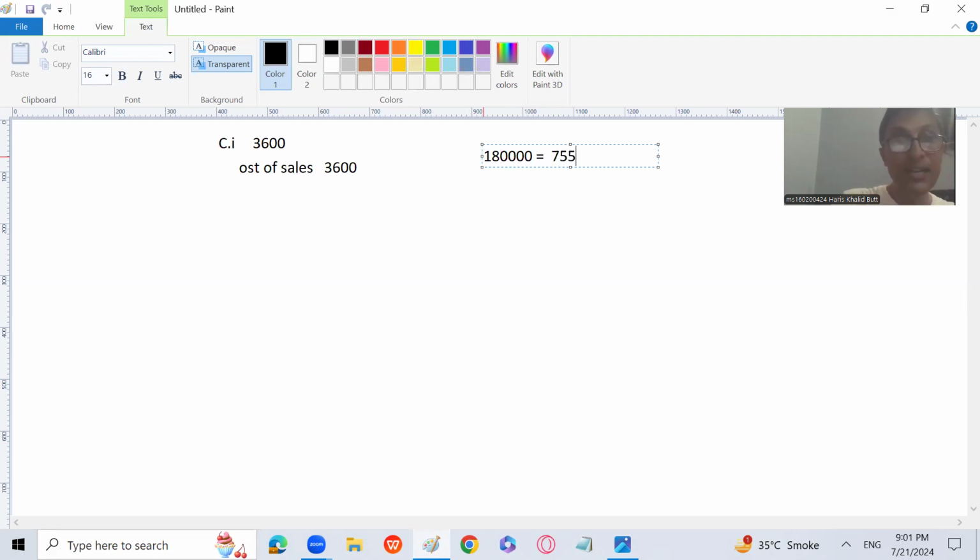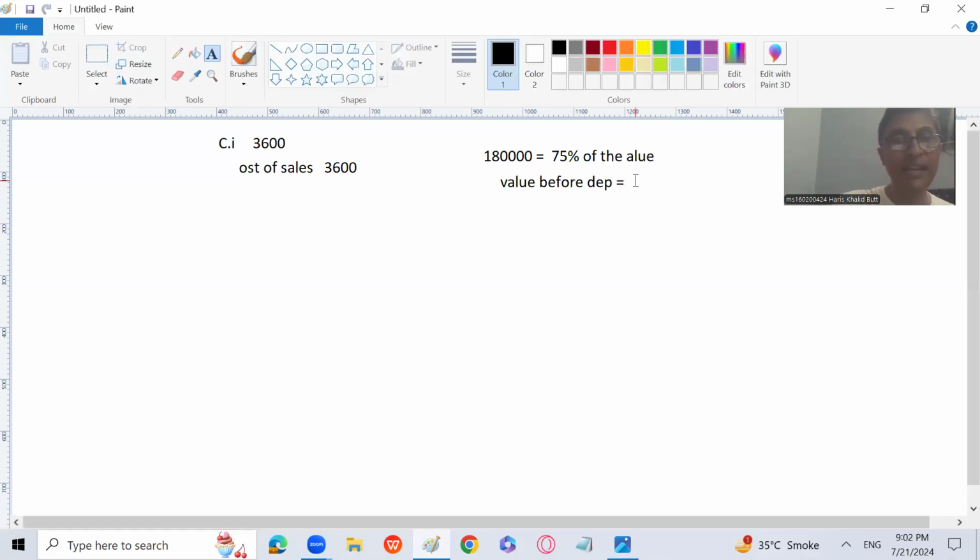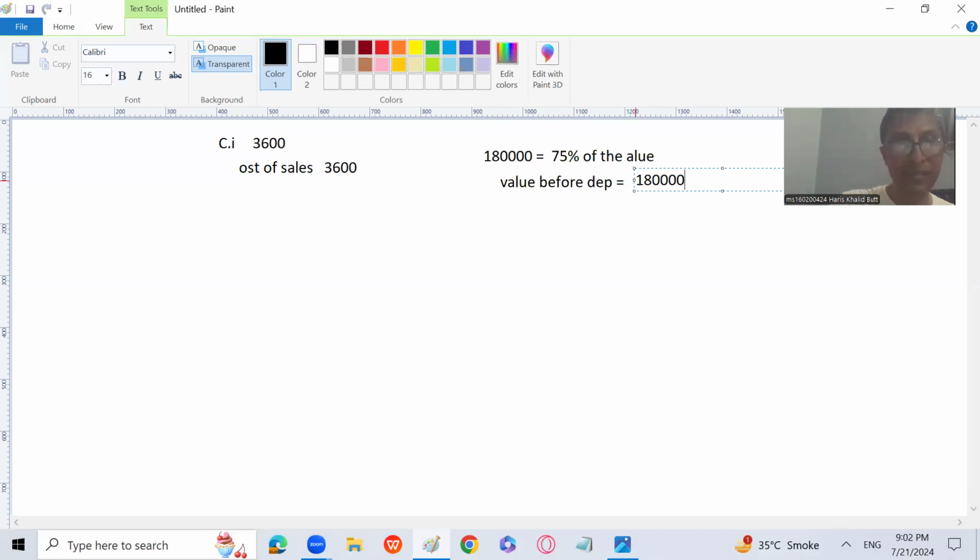So that 1,80,000 is 75% of the value at the start. If you calculate it, the value at the start, or any value before depreciation, you may say, will be 1,80,000 divided by 0.75, because 75% means 0.75. I didn't write point, let me fix it. Yes, divided by 0.75. So the answer is going to be 2,40,000.